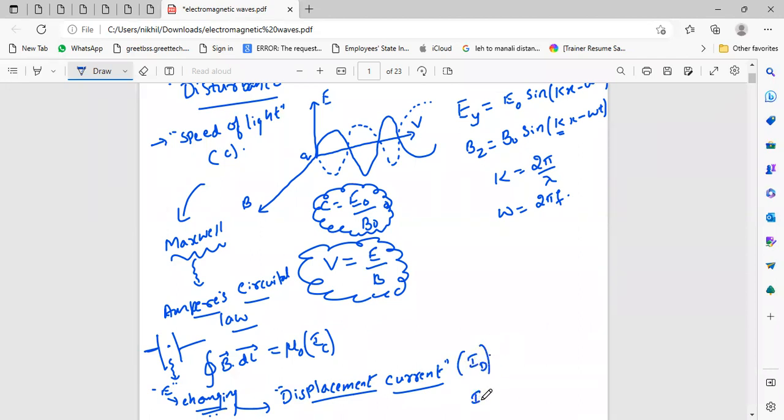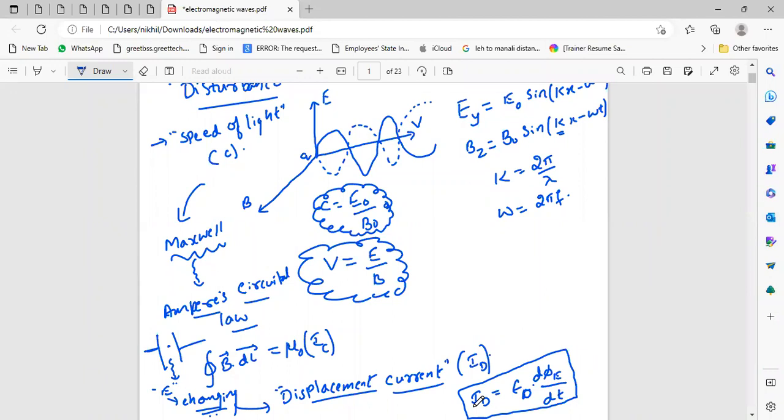and that displacement current ID is given by the formula epsilon naught into d phi e divided by dt. Epsilon naught is a constant called absolute permittivity. D phi e by dt is nothing but the rate of change of electric flux.